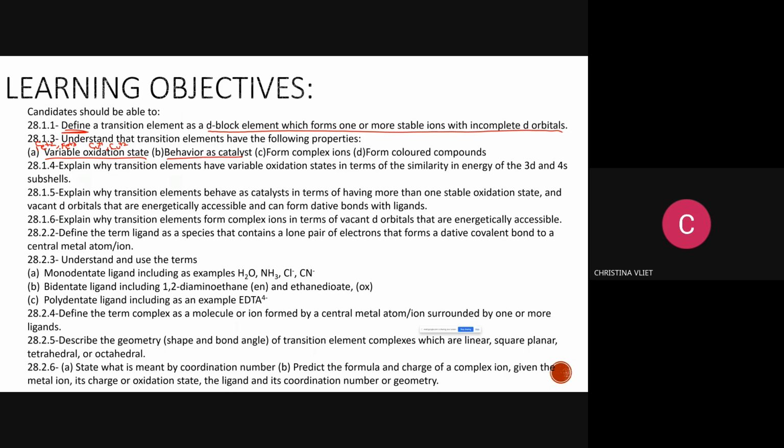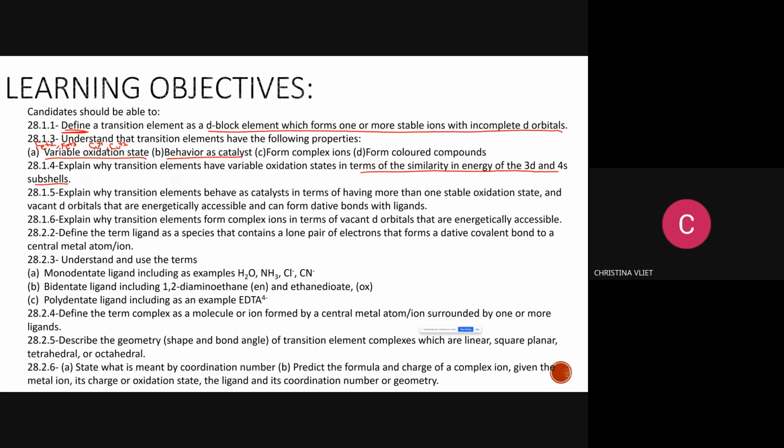Explain why transition elements have variable oxidation states. It's in terms of the similarity in energy of their 3d and 4s subshells. So we'll be talking about that today, that the 3d and the 4s sublevels are super close to each other. And so you could take more than one electron away. You could take the valence electrons away, and then you can also take away from the 3d, which is why, unlike groups 1 and 2 and 13 through 18, they have different amounts of electrons you could take away that would make them stable, instead of just having to simply fit the octet rule.